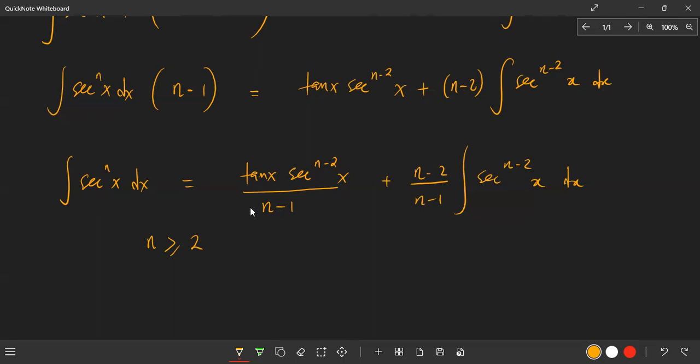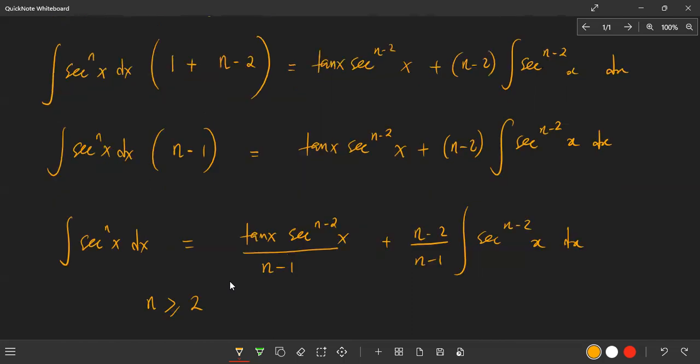Because you notice that if you set n equal to 2, you're going to have the integral of sec^2 x dx. The reason being is that this would be sec to the power 0, which would just be 1, since 2 minus 2 is 0. So what we're going to have is just an x. So n is strictly greater than or equal to 2. So that is the reduction formula for sec^n x.